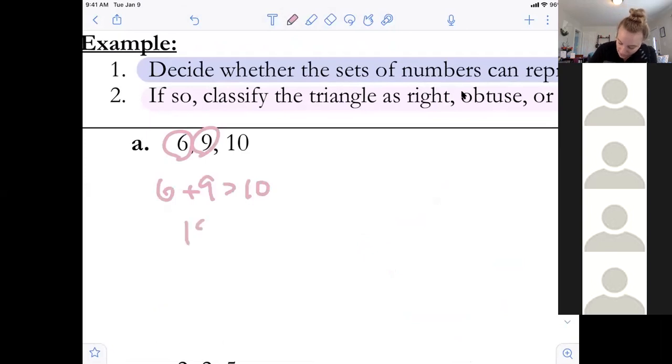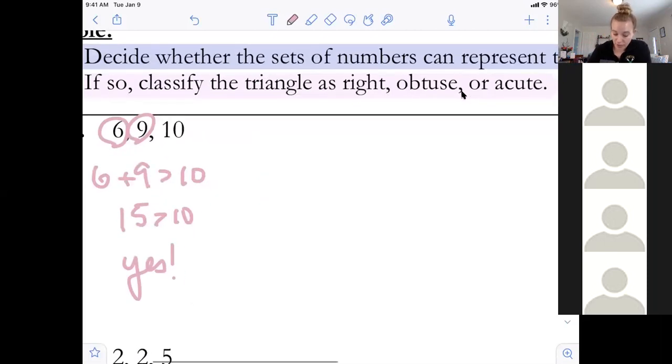6 plus 9 is 15. Okay, 15 is bigger than 10, I believe that. I'm going to say yes, it's a triangle. So I opened the gate, I did the first step, and now I get to actually solve the problem. If this is a no, you're done. There's no way for us to decide whether it's a right, obtuse, or acute triangle because it's not a triangle. But it's yes, so I have to solve it.